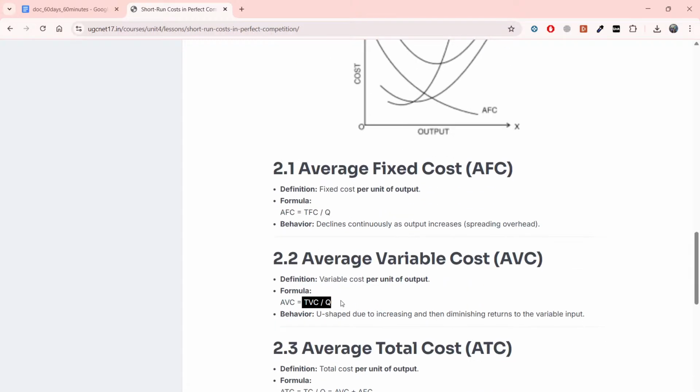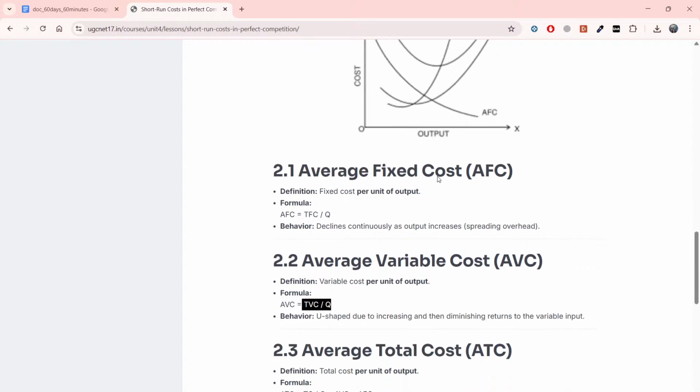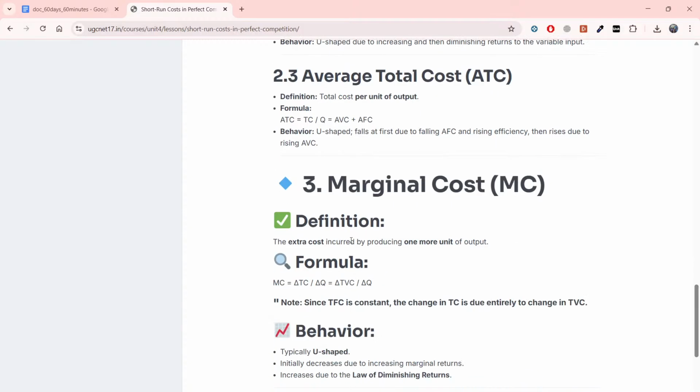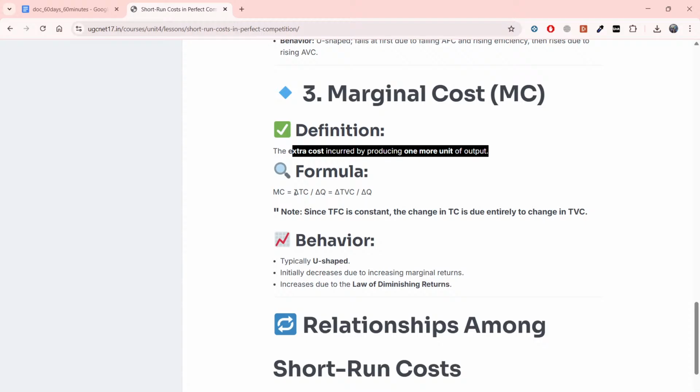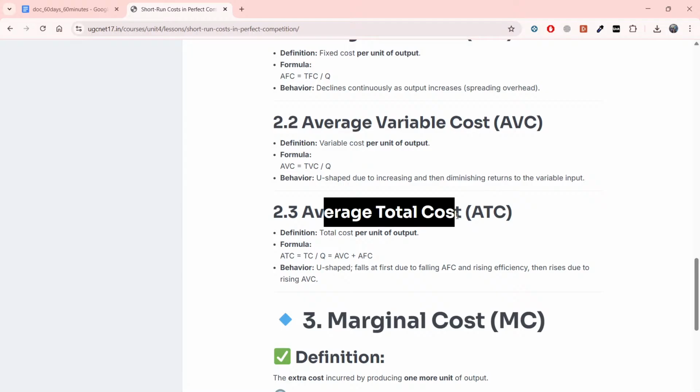Average variable cost is total variable cost divided by Q. So average variable cost will first decrease and then increase. The addition of these two will be average total cost, which you can see here. And what will be the marginal cost? Marginal cost will be the extra cost incurred by producing one more unit. So this is delta change in cost by delta Q, which is different from average total cost.